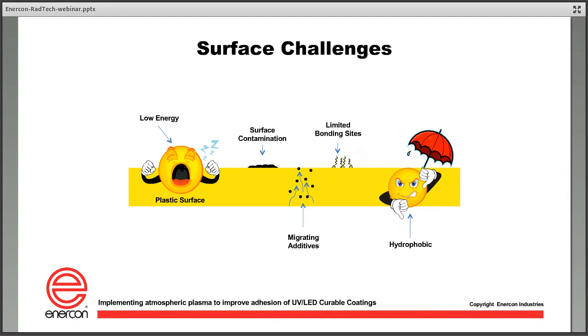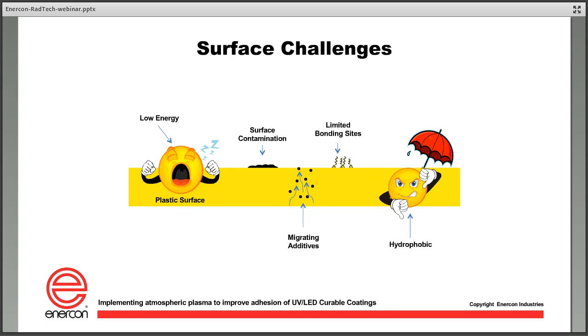So here's just a good visual graphic of what our challenges are. Low surface energy, we typically refer to this as dyne, D-Y-N-E, if any of you are not familiar with dyne level. That actually measures the energy of the surface of the substrate and will typically give us a good indication if we're going to be successful in adhering something to the surface before or without treatment. And then our goal ultimately is to increase that dyne level.